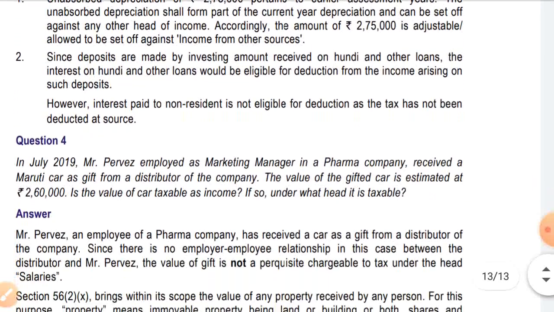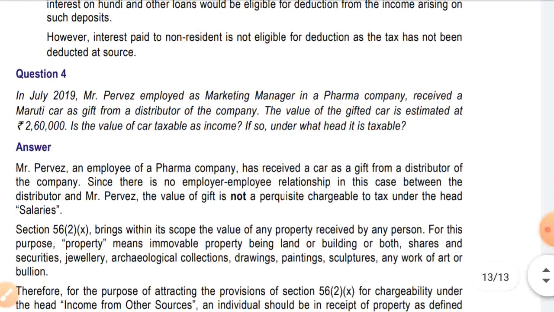Okay. Now see question number 4, the last question of the exercise. In July 2019, Mr. Parvesh, employed as a marketing manager in a pharma company, received a Maruti car as a gift from a distributor of the company. The value of the gifted car is estimated at rupees 2,60,000. Is the value of the car taxable as income? If so, under what head is it taxable?